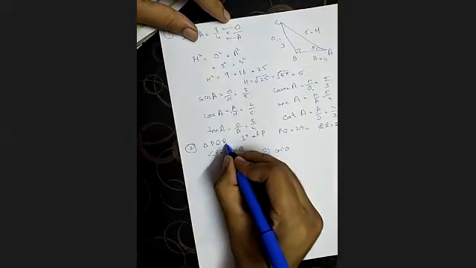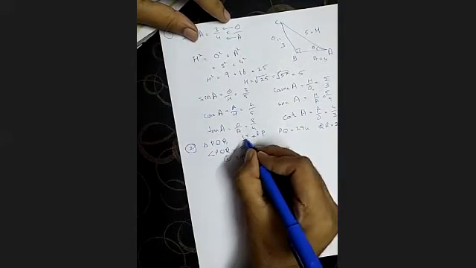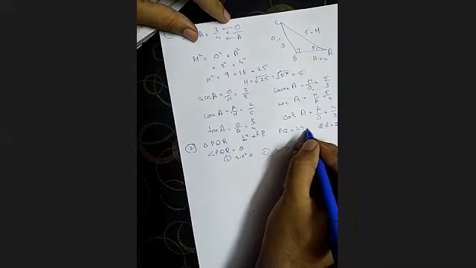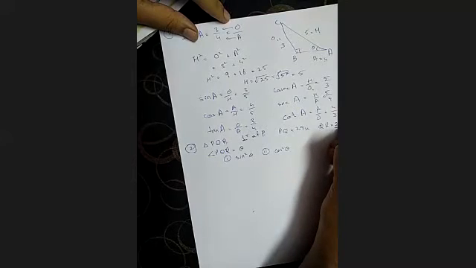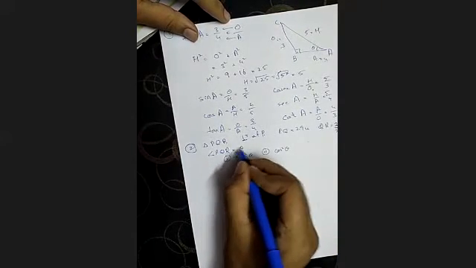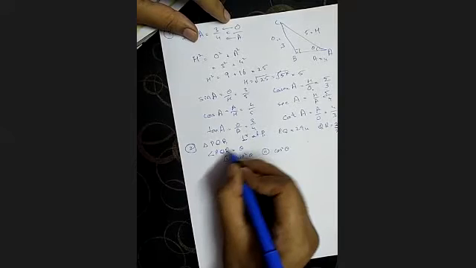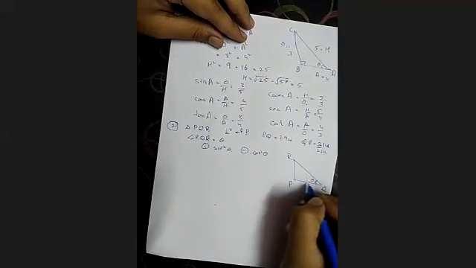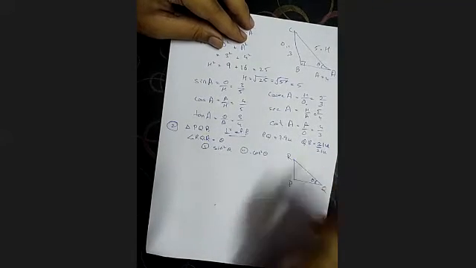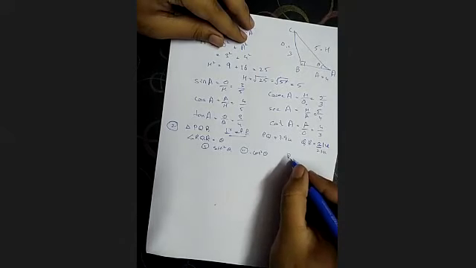In triangle PQR, right angle is at P. PQ is equal to 29 units. QR is equal to 21 units. Angle PQR is equal to theta. Find sin square theta, cos square theta. In triangle PQR, theta is at Q, right angle is at P. So the next will be R.